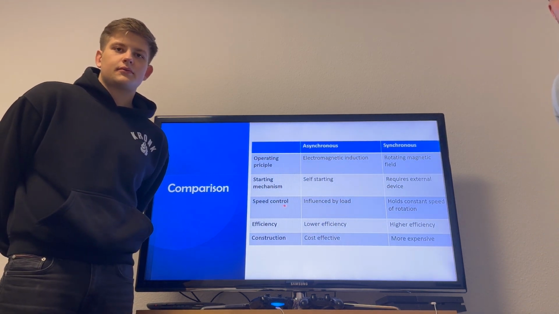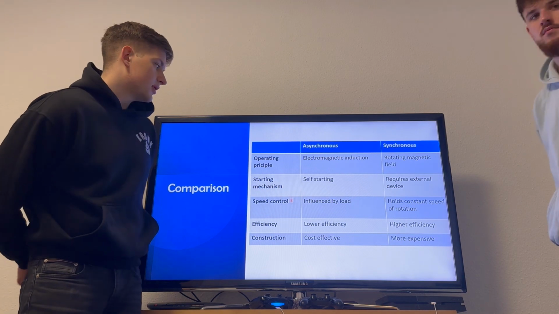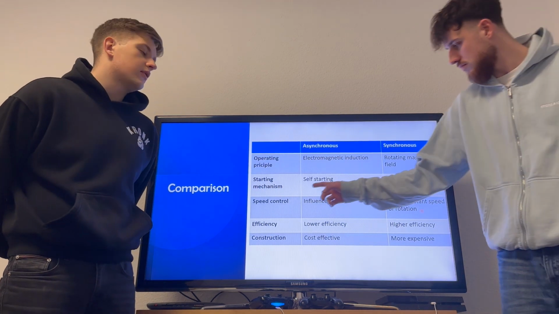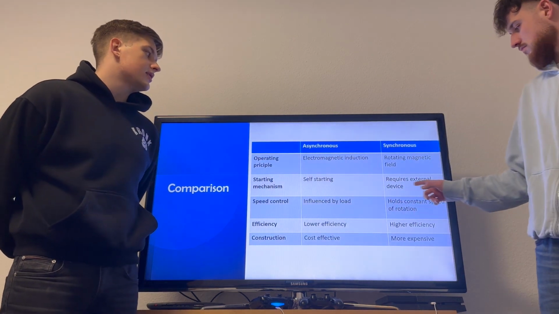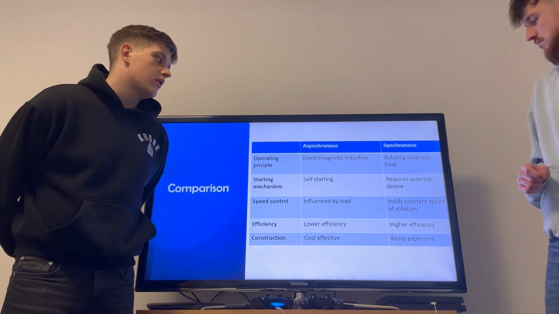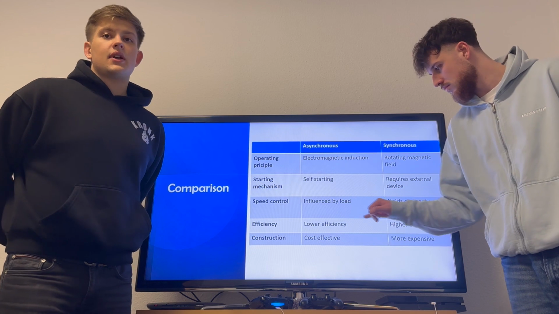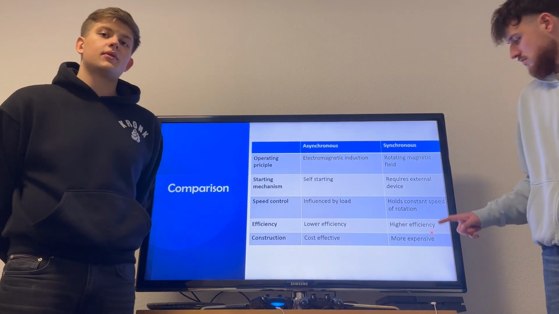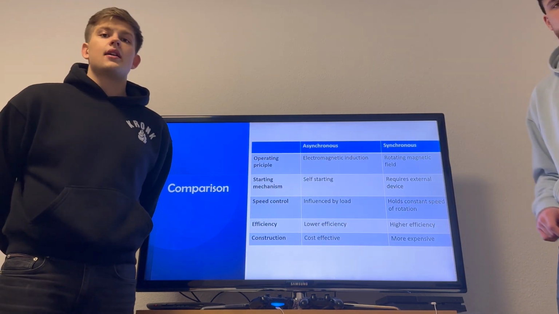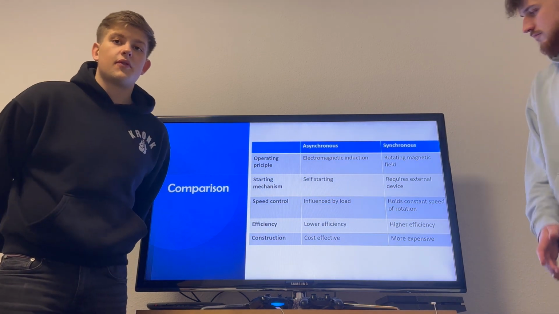Right. So coming now to the speed control. The asynchronous motor is influenced by the load, while the synchronous motor is not influenced and can hold a constant speed of rotation. Coming to the efficiency, the asynchronous motor has a lower efficiency and the synchronous motor has a higher efficiency.